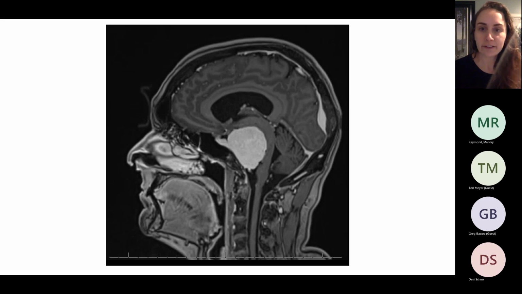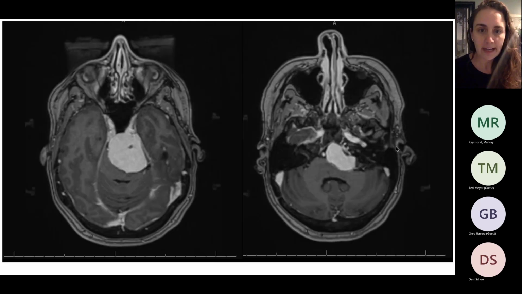So it's not subtle. It's actually surprising that she doesn't have more cranial neuropathies than she presented with. Obviously, she's got an enhancing lesion with significant compression of the brainstem. Her ventricle looks dilated on this imaging as well. On her axial, the lesion is quite large, again, with significant brainstem compression.